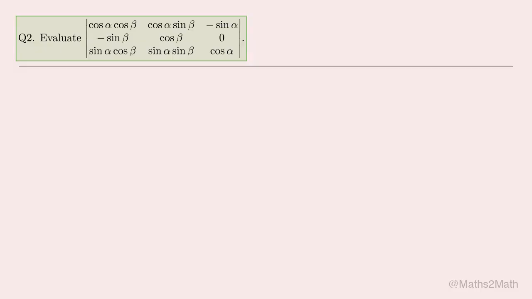Question 2. A determinant packed with products of sines and cosines of 2 angles, alpha and beta. The 0 in the second row is our friend. We expand along the first row and the identities do the rest.